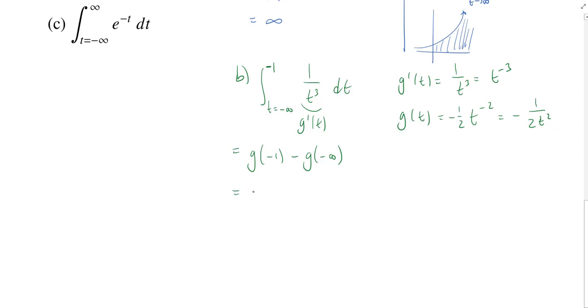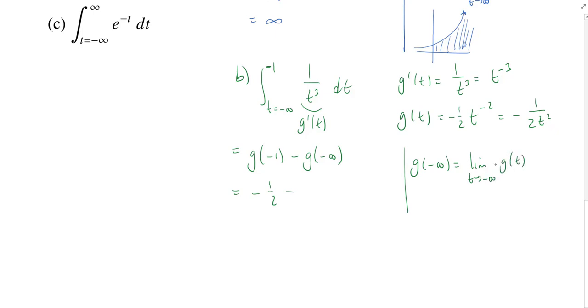So this is -1/2 minus, okay, so what is this g of -infinity? Well, again, this is our definition, the limit as t goes to -infinity of g of t.